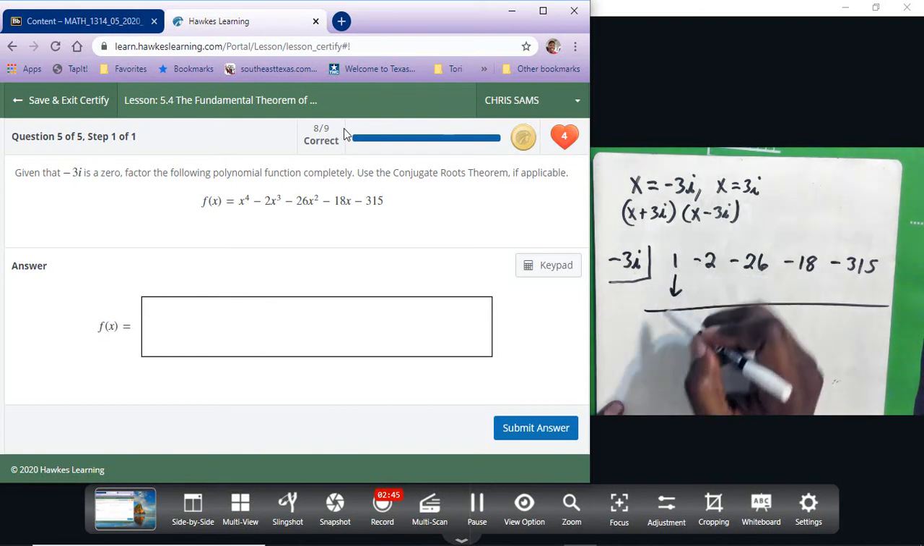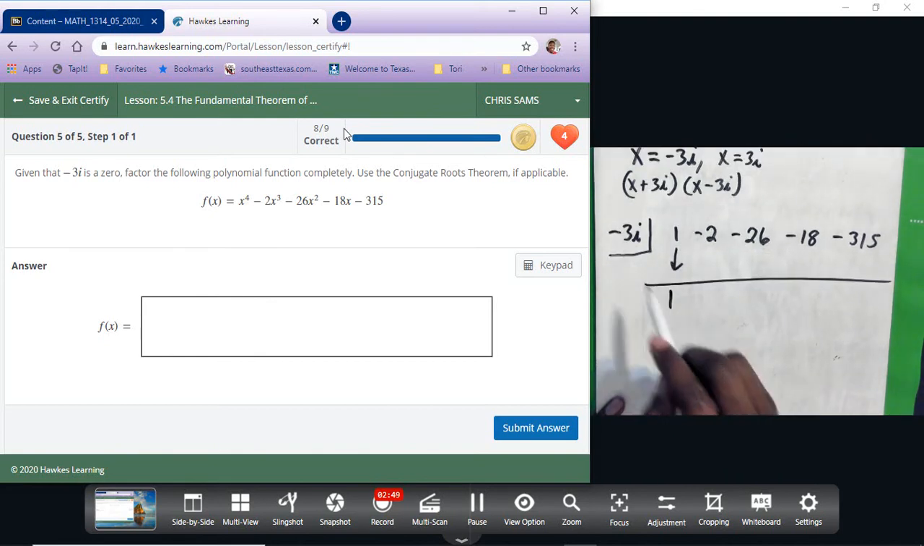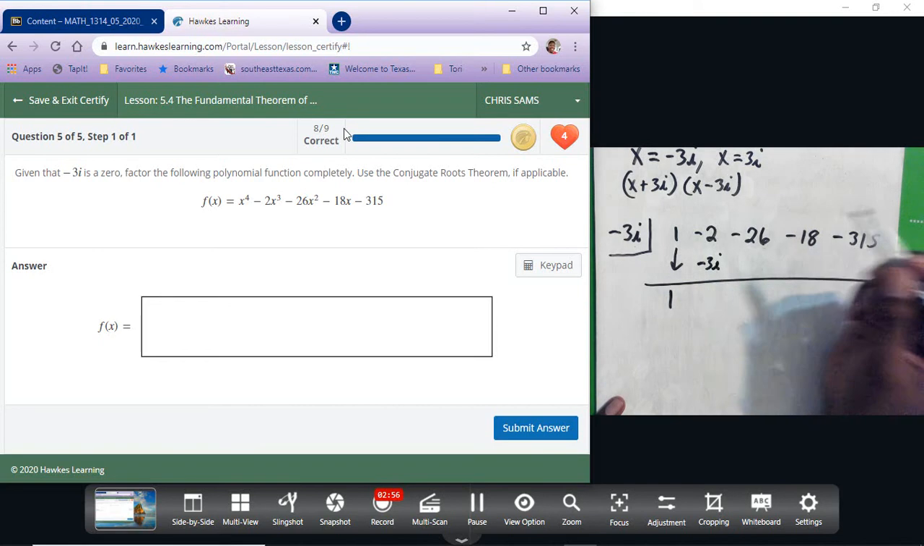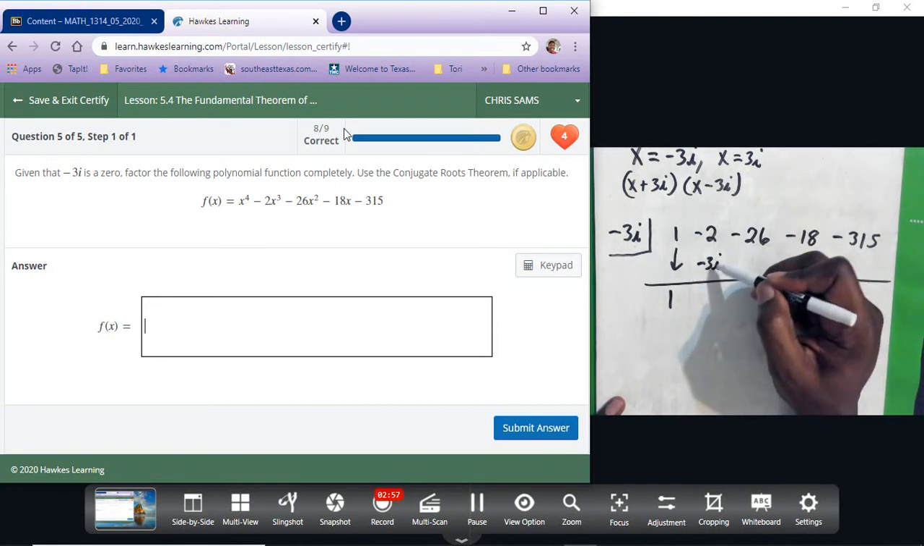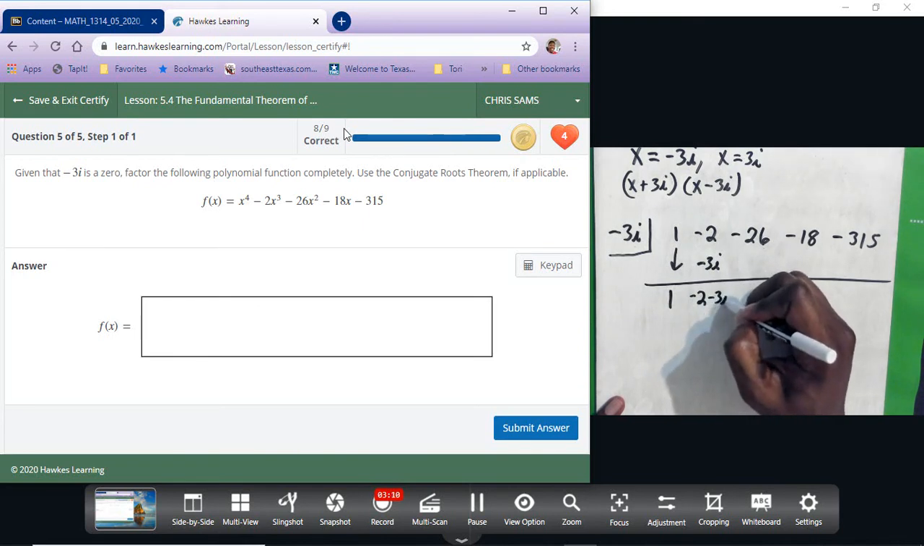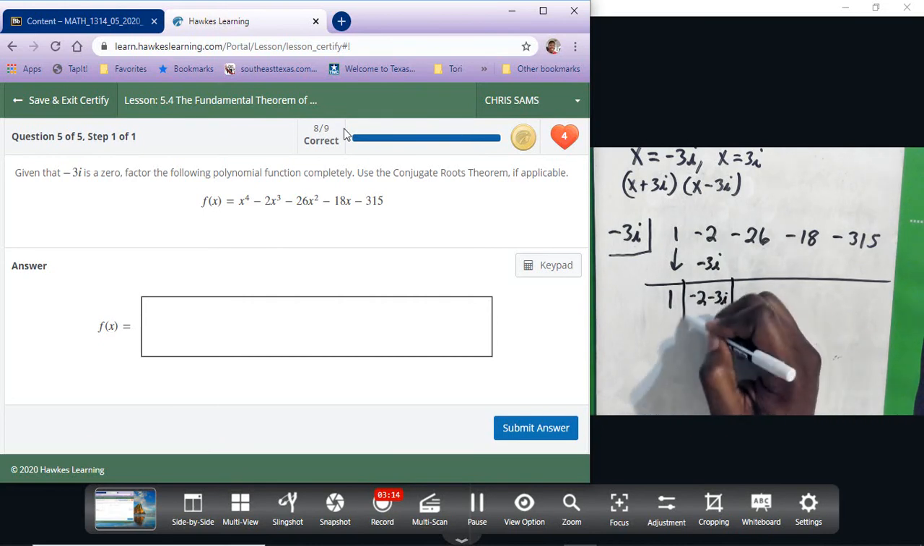Bring the first number straight down, 1. Okay, times a negative 3i will give me a negative 3i. Okay, the 2 and the 3i are not like terms. They don't have the same variable, this i. So I have to write them down separately. So I have a negative 2 minus 3i here in that position.